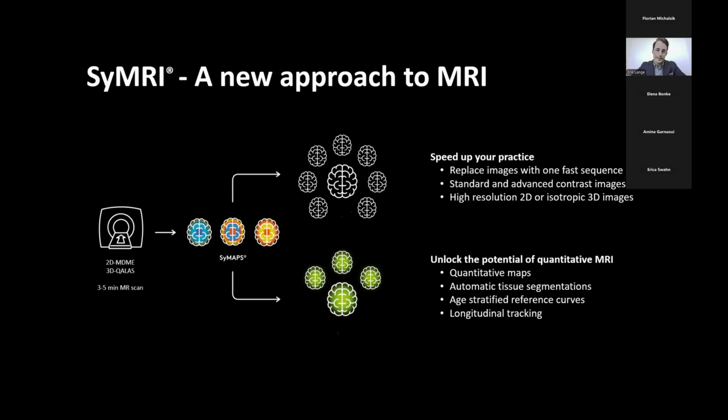What this means in practice is simple. This means fewer scans, faster exams, and consistent image quality. So you can produce both standard and advanced contrast all from that same data. And at the same time, SyMRI unlocks the power of quantitative MRI, getting you access to quantitative maps, automatic tissue segmentation, age-matched reference curves, and the ability to track these changes over time. So this isn't just faster MRI, it's also MRI that's measurable, reproducible, and designed to support more confident clinical decisions.